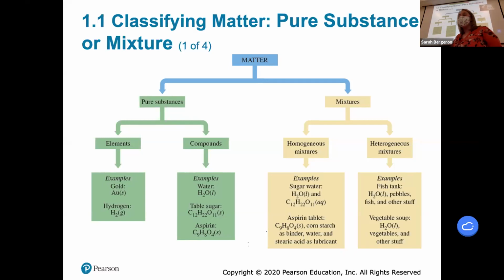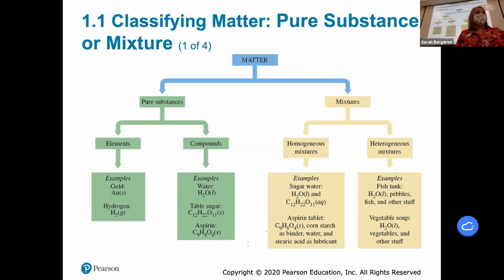So an example on this one, H2, is an element, okay? Other examples of pure substances: NaCl, salt. Every particle of salt that you have is made up of sodium and chlorine. Table sugar is another one, aspirin. They all have a chemical formula that has to be exactly the same.